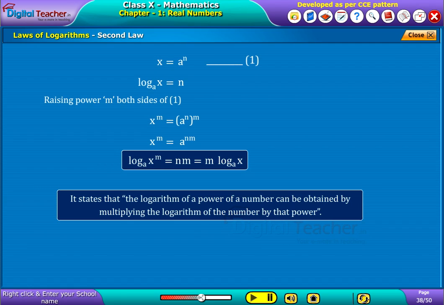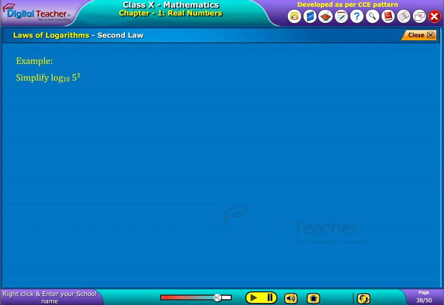This is the second law. It states that the logarithm of a power of a number can be obtained by multiplying the logarithm of the number by that power. Let us solve an example problem based on the second law. Example: simplify log 5 cube to the base 10. Solution: applying the second law of logarithms, we obtain the results as shown on screen.